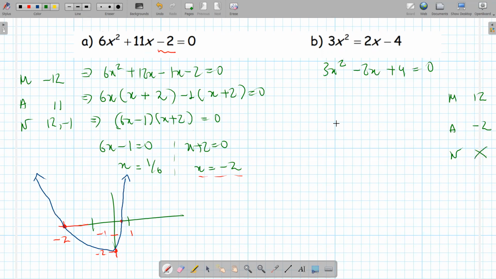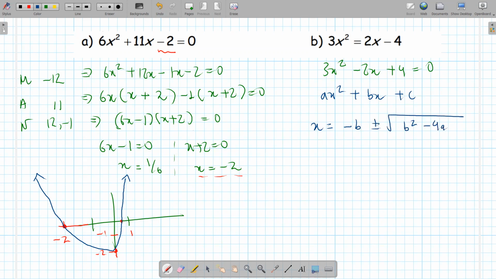All this means is that you can't factor them like we did here. But the x-intercepts could still exist, okay? They could still exist. So for that, you're gonna have to use the quadratic formula. You're gonna compare this with ax squared plus bx plus c. The quadratic formula says x is equal to -b plus or minus the square root of b squared minus 4ac, all over 2a. You just sub them in.